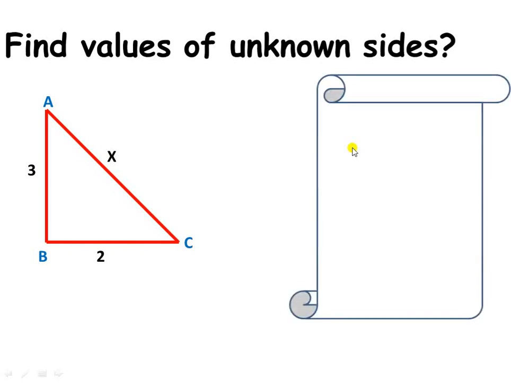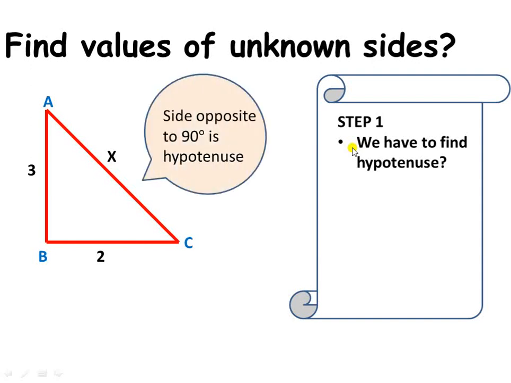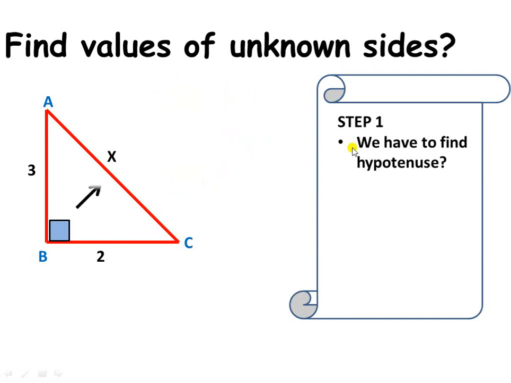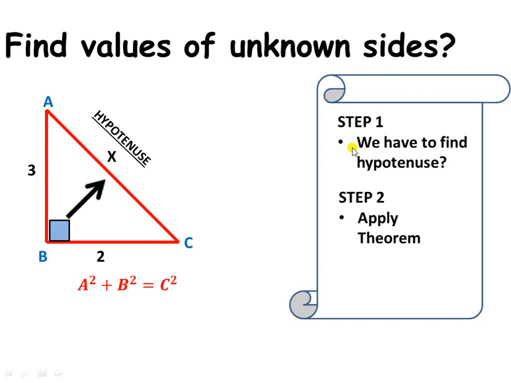So step 1, we have to find the hypotenuse. The side opposite to 90 degrees is the hypotenuse. Here angle B is 90 degrees. So the side opposite to angle B is AC. So AC is the hypotenuse. Step 2 is apply the theorem, meaning apply Pythagoras theorem. So a square plus b square is equal to c square.